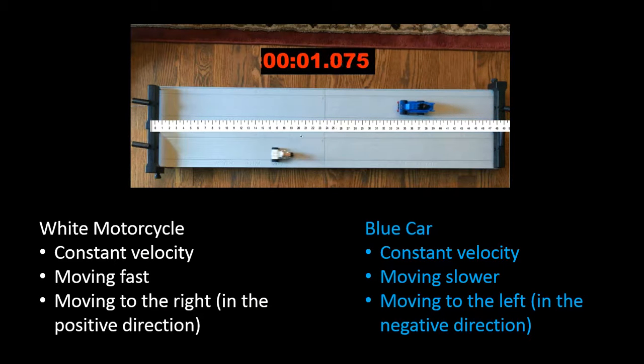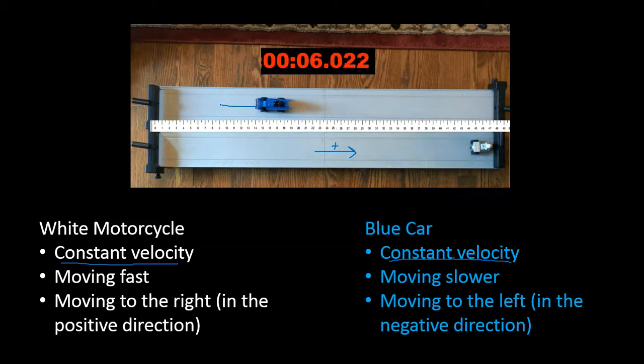So we have this video of 2 cars both moving at a nice constant velocity across a lap track. There are some observations that we can immediately make. We can visually see that they are moving at approximately a constant velocity. We can also see that the white motorcycle is moving at a fast speed and that it is moving to the right, which we can call the positive direction. The blue car, however, is definitely moving at a much slower speed, and it is moving to the left, which we can call the negative direction.